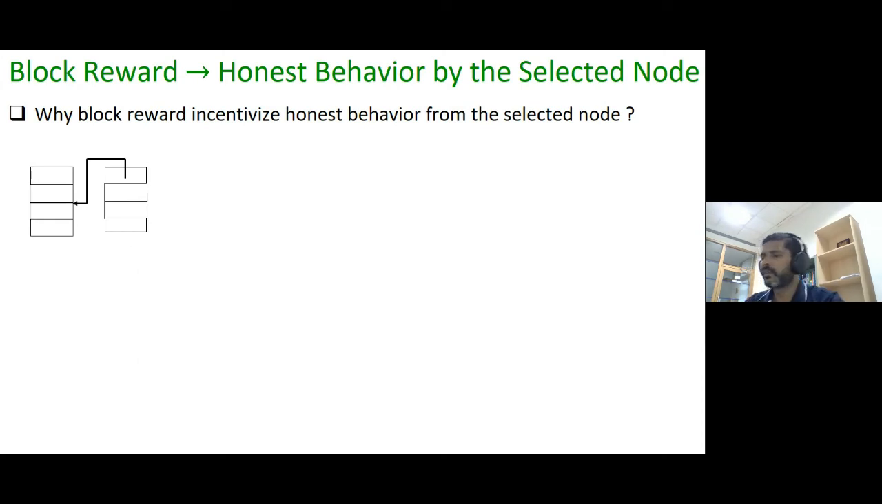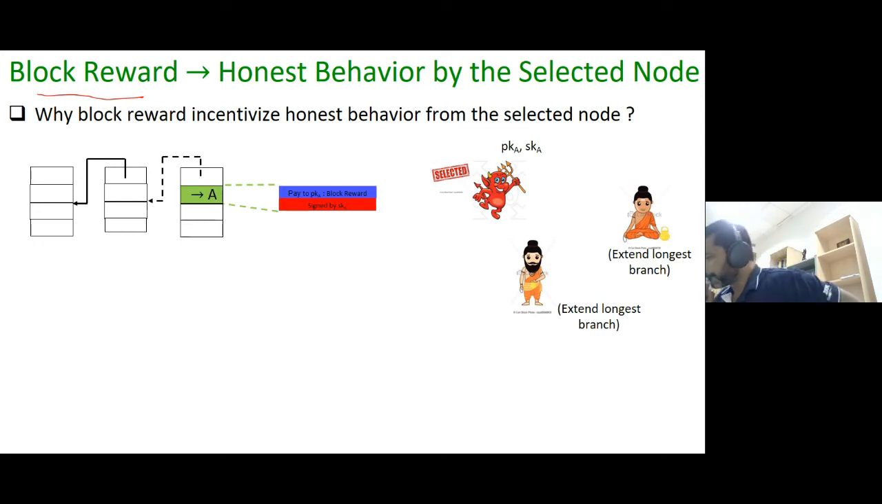Now, if you are wondering why this block reward is acting as an incentive for the bad nodes to behave like a good node, it is because of the following. Suppose there are good users in the system whose strategy will always be to extend the longest branch whenever they see a fork. Because the Bitcoin rule is that if you see a fork in the system, you should give preference to the longest branch.